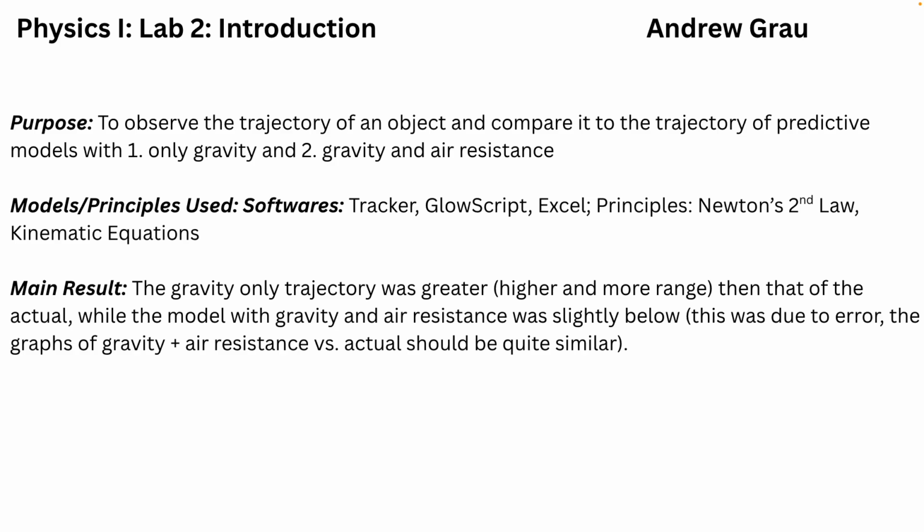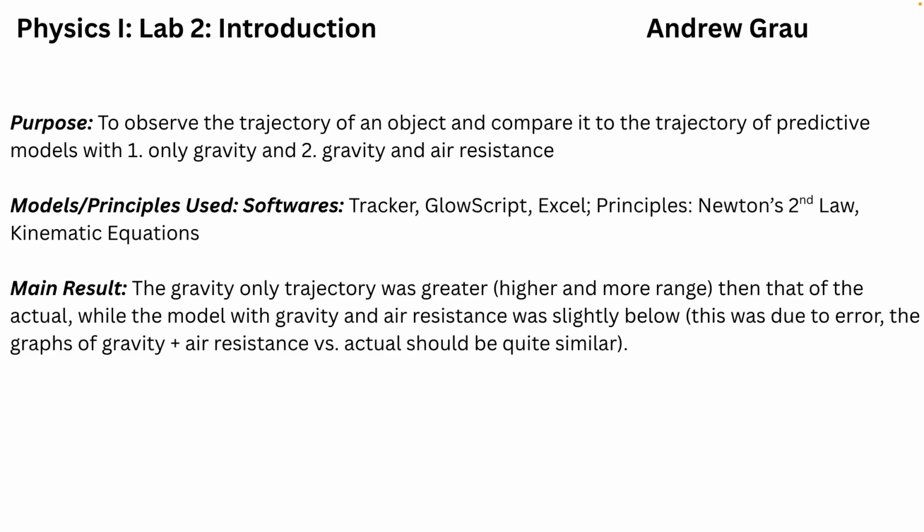The purpose of this lab was to observe the trajectory of an object and compare it to predictive models, one with only gravity and the other with gravity and air resistance. For this lab, I used Tracker, GlowScript, and Excel, and the principles at play were Newton's second law and the kinematic equations. The main result: the gravity-only trajectory was greater, so higher and with more range, than the actual trajectory, while the model with gravity and air resistance was slightly below the actual one.